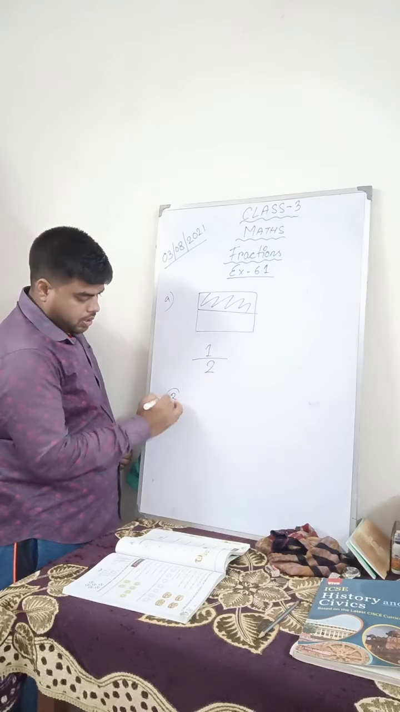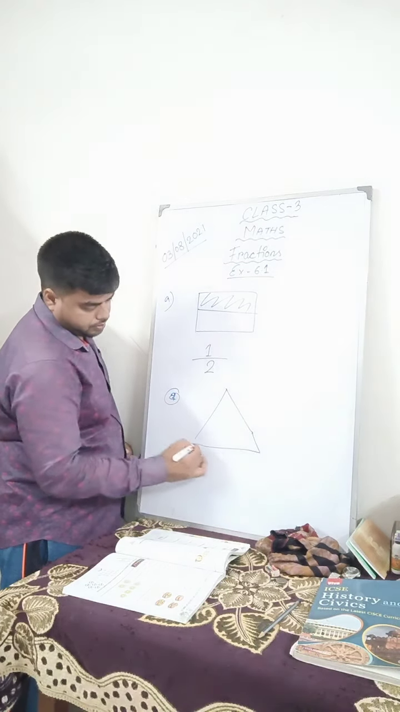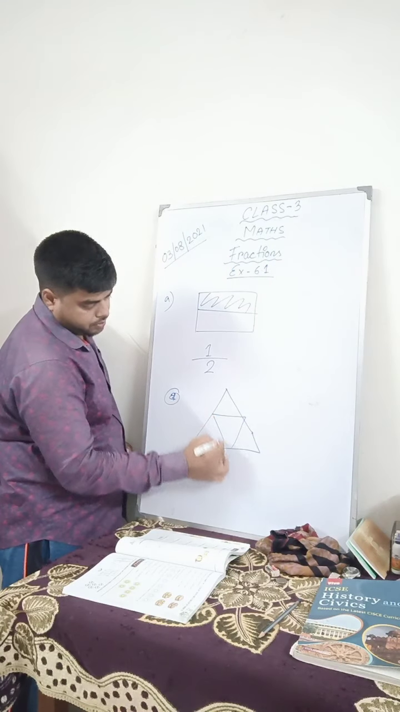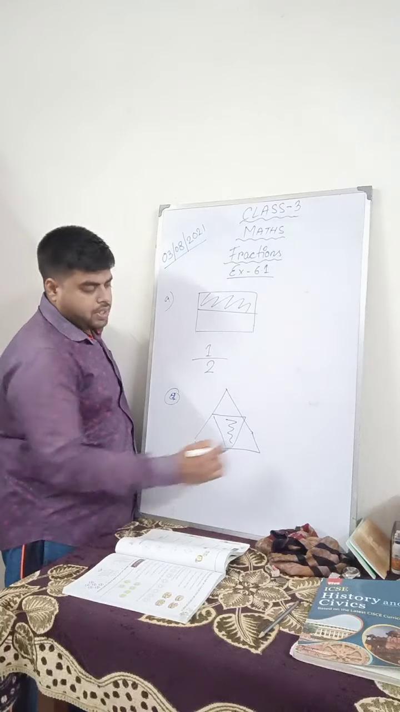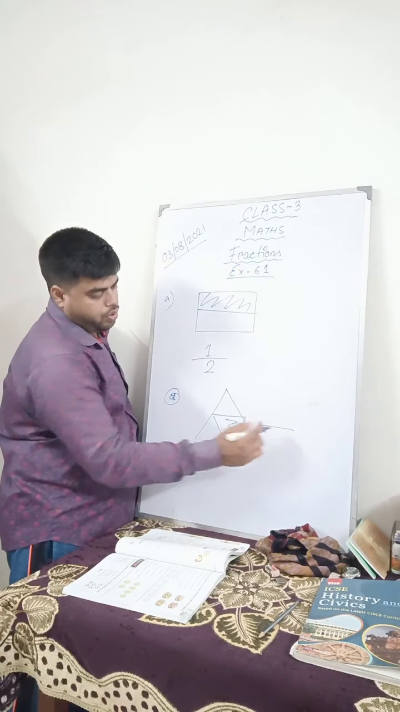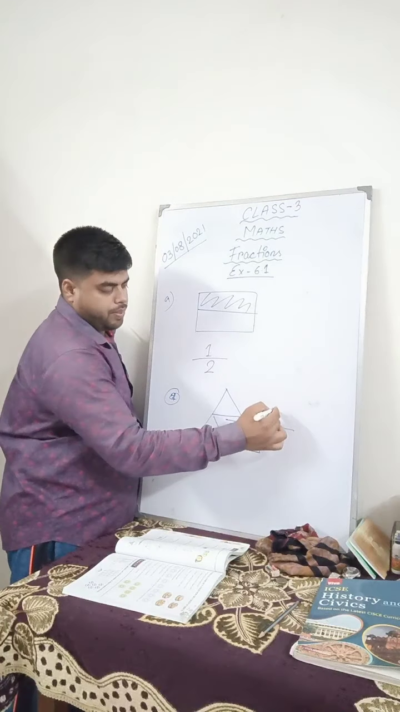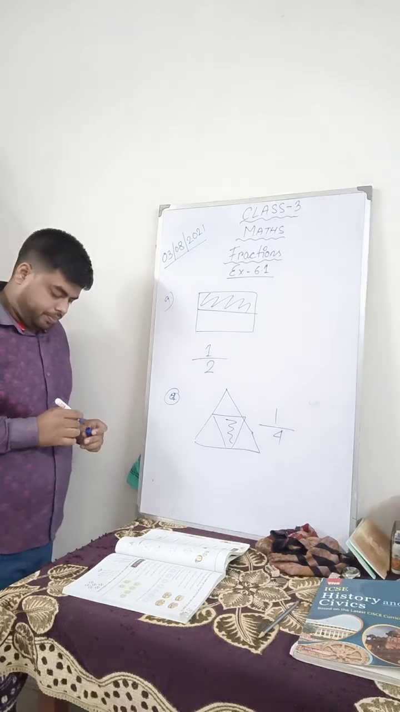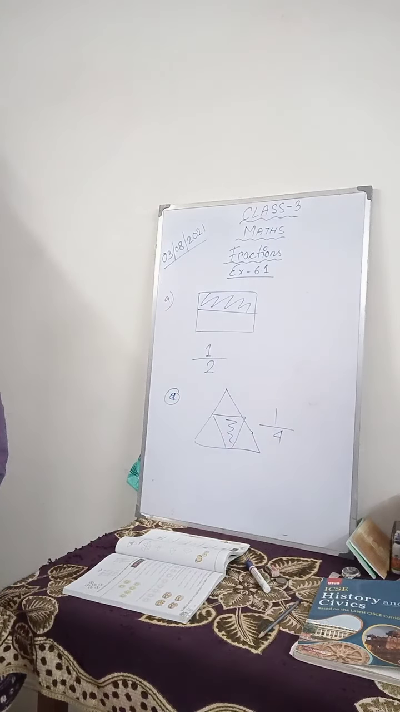Suppose number D. In question number D, first you will write the denominator. How many parts? 1, 2, 3, 4. 4 parts. Out of those 4 parts, how many parts are shaded? 1 part. So you will write 1/4. So children, I hope you have understood this exercise 6.1.